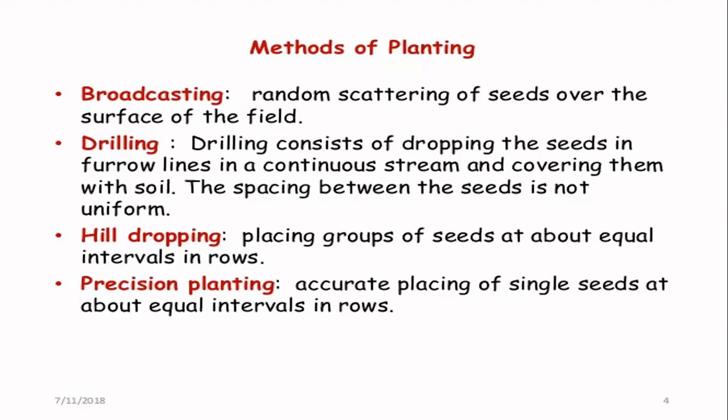Hill dropping is placing the seed, and an equal interval is important. Otherwise, how to tell? For paddy, we are not using the seeding machine, only transplanting, right? In transplanting also, you insert the seedling at equal distance, right?